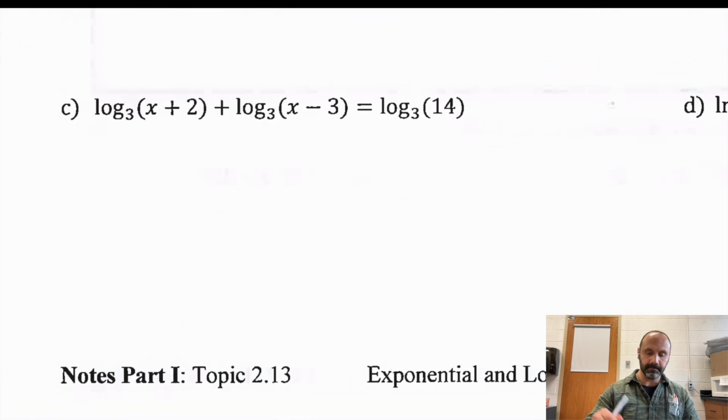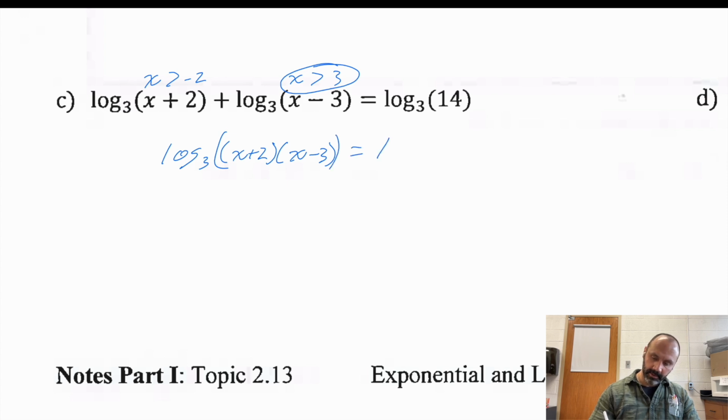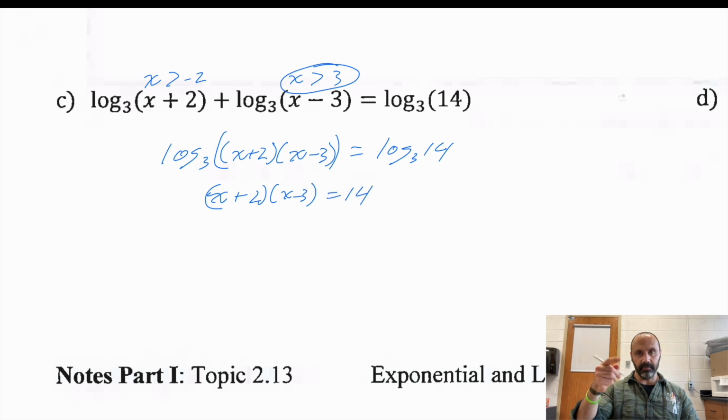Okay. Again, all these have the same base. Domain restrictions: x has to be bigger than -2. x has to be bigger than 3. That's it. So our domain restriction here is that x has to be greater than 3. Same base, so we can combine log base 3 of x plus 2 times x minus 3. Okay, it's going to get a little messy. And then log base 3 of 14. Okay, so this is going to be x plus 2 times x minus 3. We're just going to FOIL this and then bring the 14 over.